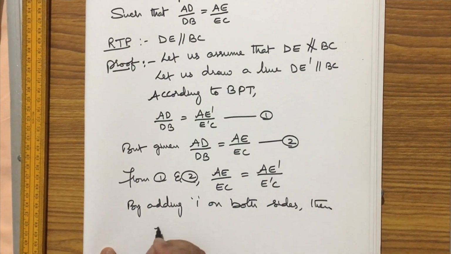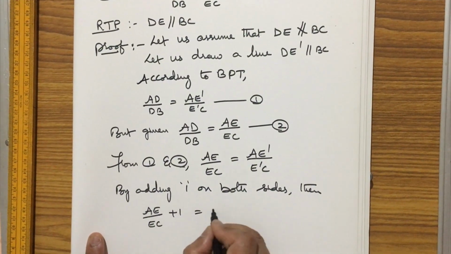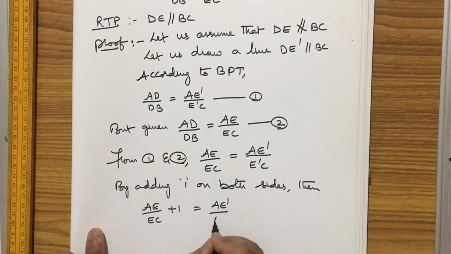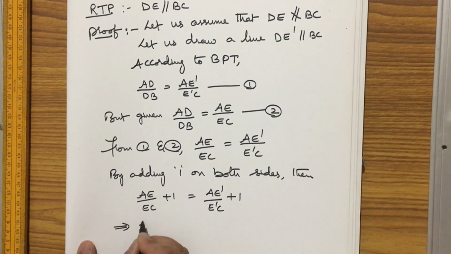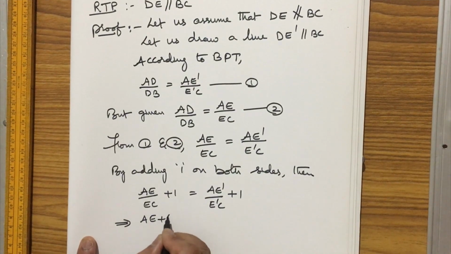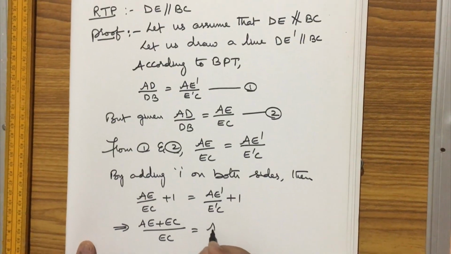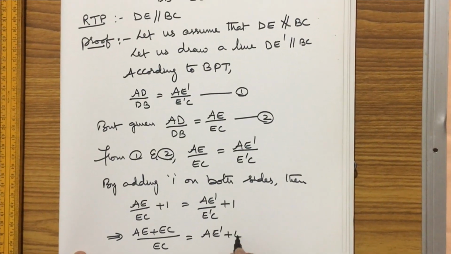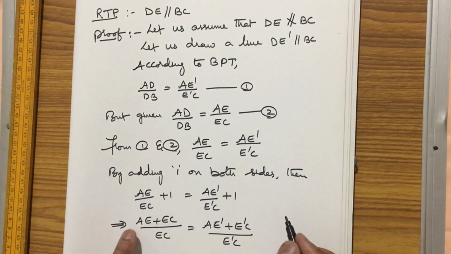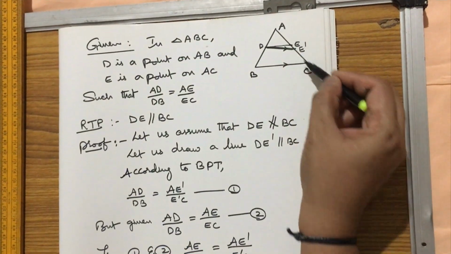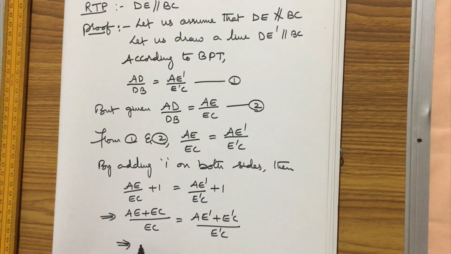Then we are going to get AE by EC plus 1 is equal to AE dash by E dash C plus 1. Now take the LCM. You are going to get (AE plus EC) by EC is equal to (AE dash plus E dash C) by E dash C. In the figure you see AE plus EC is how much? AE plus EC, that is nothing but AC. Okay, this is nothing but AC.